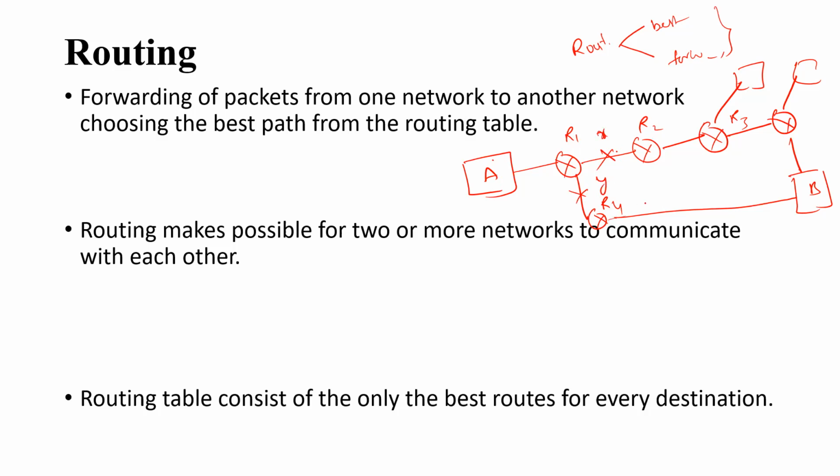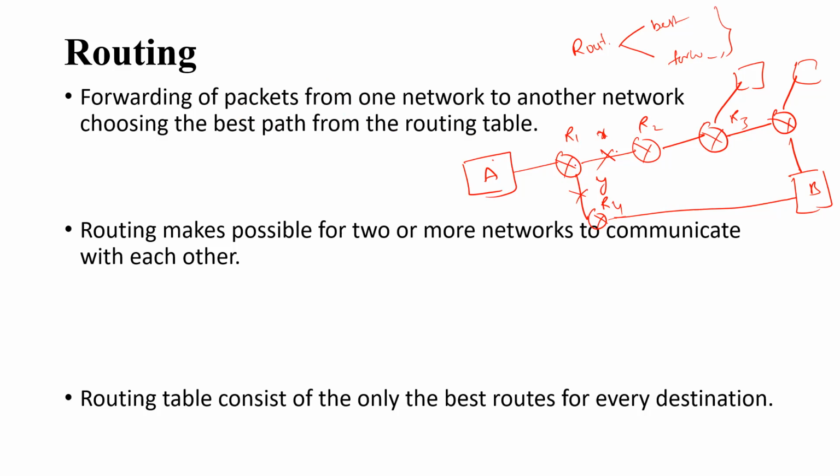So what is the best path to reach B? Y path, right? Why? Because on this path we have only two routers directly connected, and here, if you can see, we have four routers to reach B. So this router will decide to forward the traffic on the best path. That is called routing.